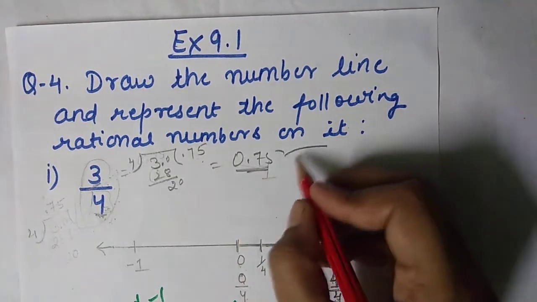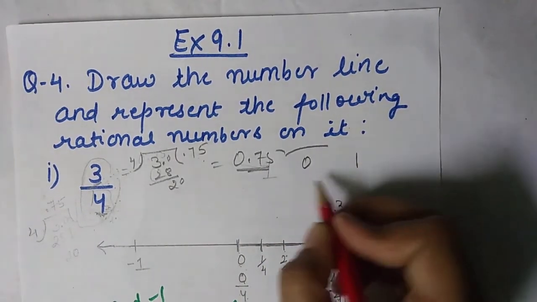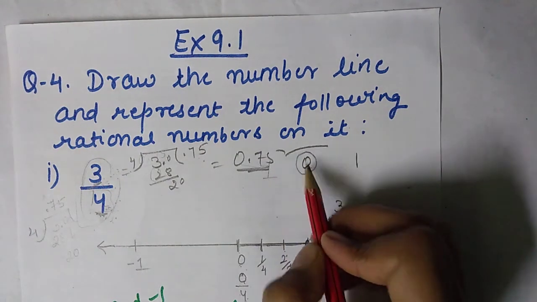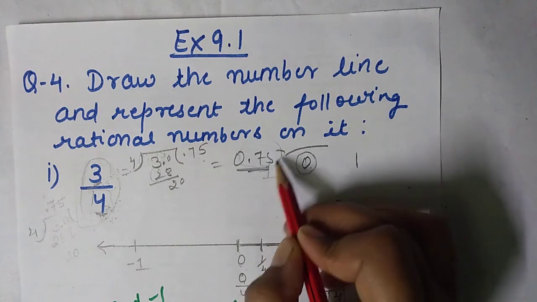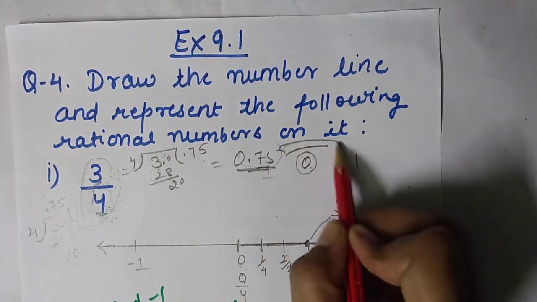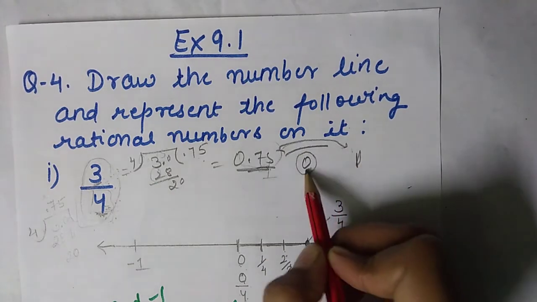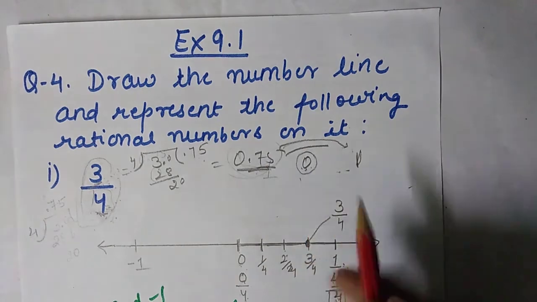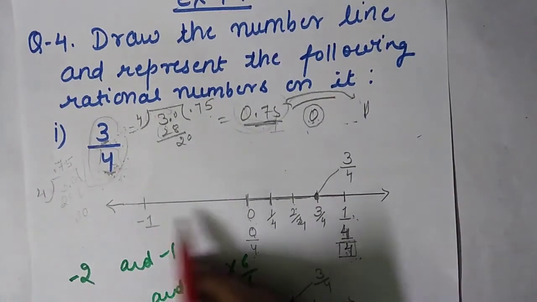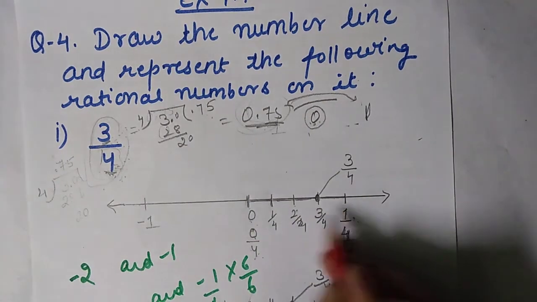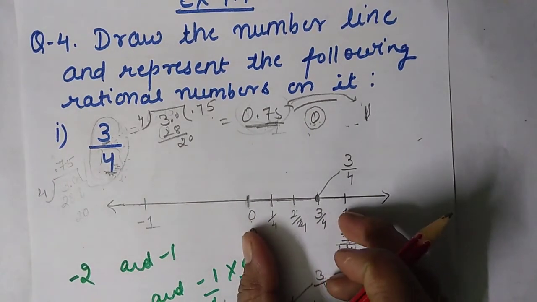Now you have to find between which two integers this number lies. That is 0 and 1. Or you can say you have to take one integer which is just less than this and nearest to it, and one greater than it. So this rational number lies between 0 and 1. Now I have to draw a number line with 0 and 1, only this part I have to consider.